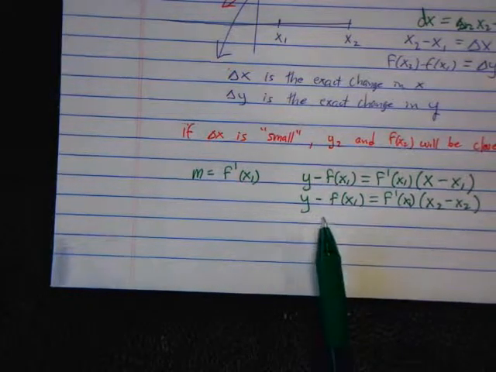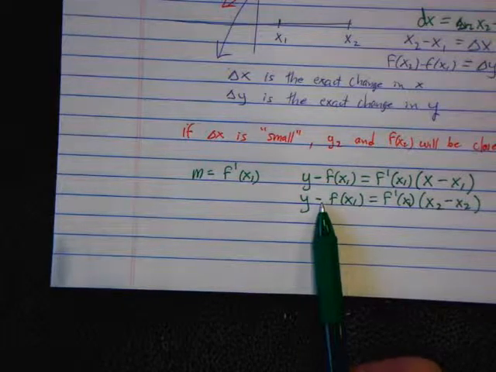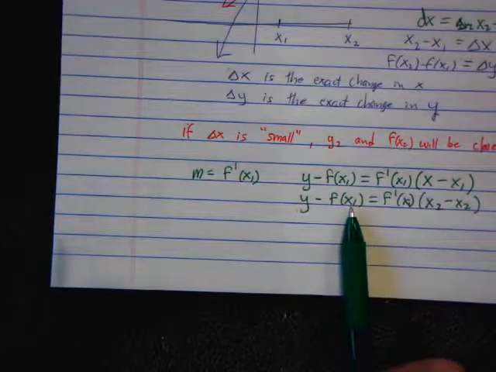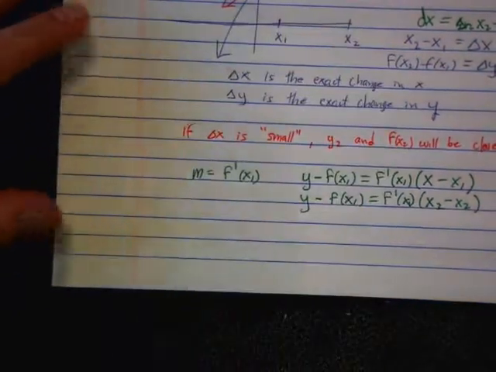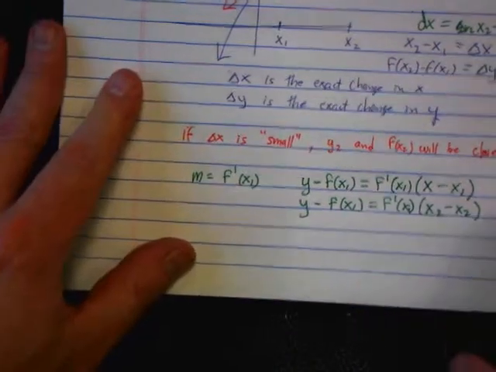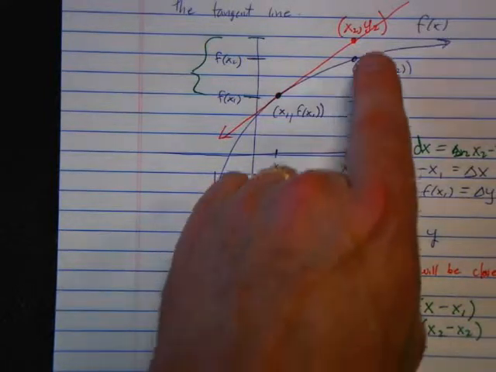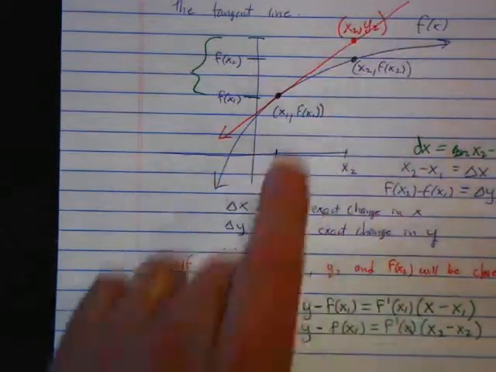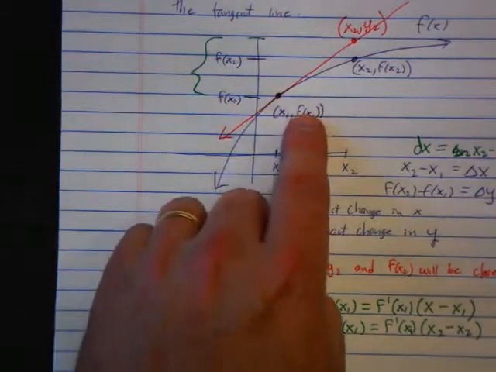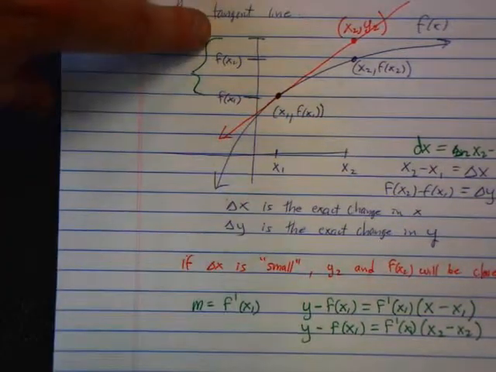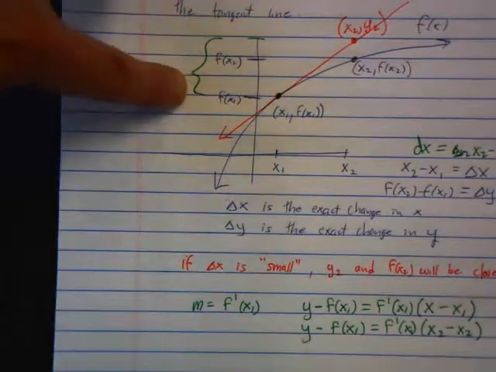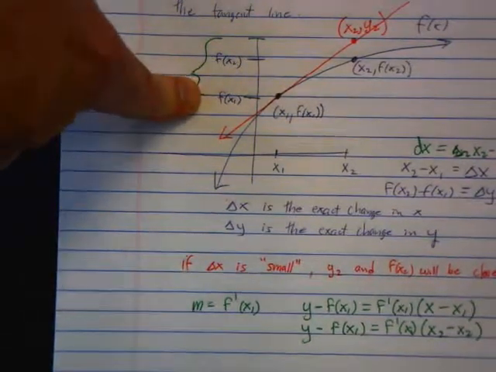On the left-hand side, what's this y minus f at x1? Well, in a picture, it would be this distance, wouldn't it? Because this y is really the y2 value that we're looking for. And f at x1, that's that same y value right there. So that's y minus f at x1. What should we call that?